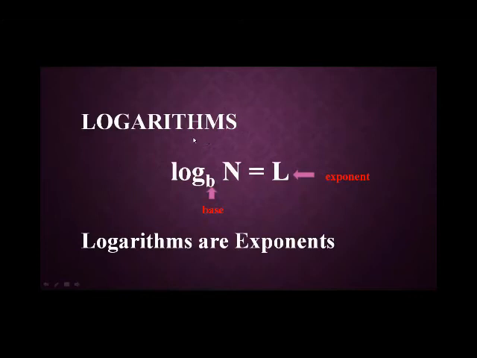Now logarithms. This is how you will write log: log, and here you will write the base. In the place of b you will write the base, in the place of n you will write the number, and l is equal to l, here you will write the exponent. L stands for exponent, b stands for base, and n is the number. Logarithms are the exponent. I hope this is now very clear to you.